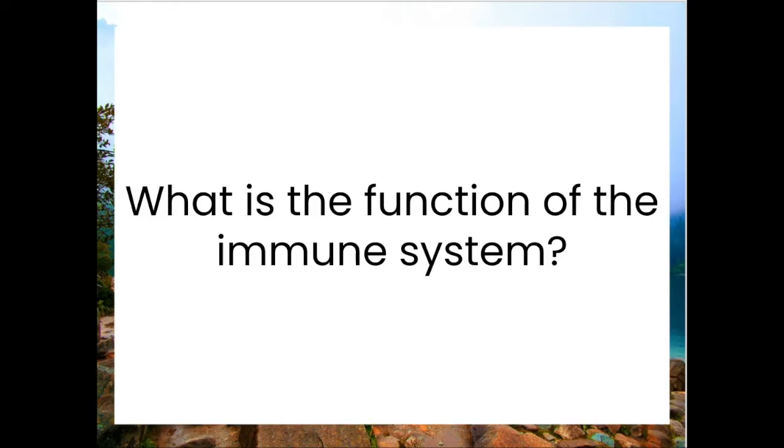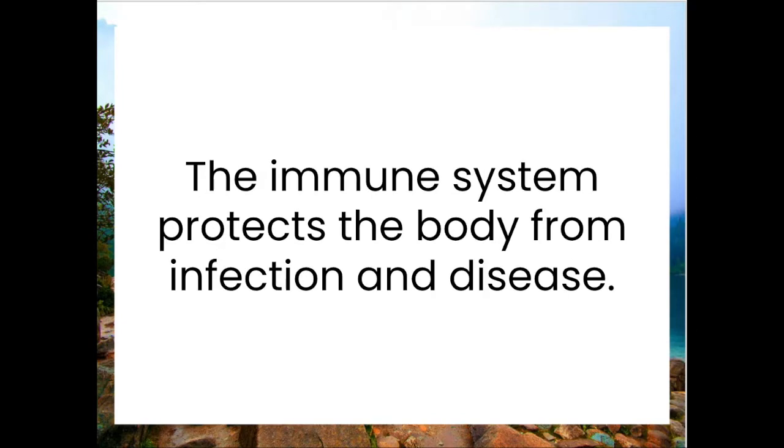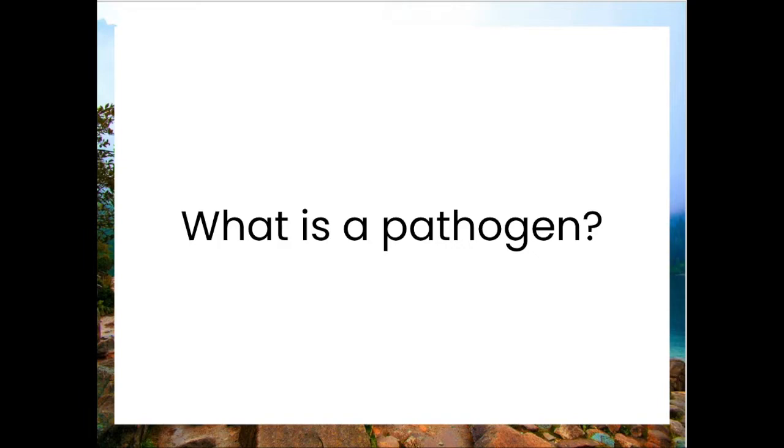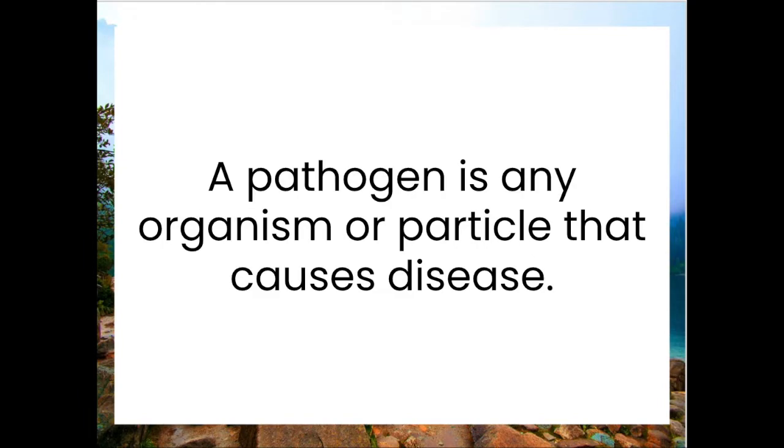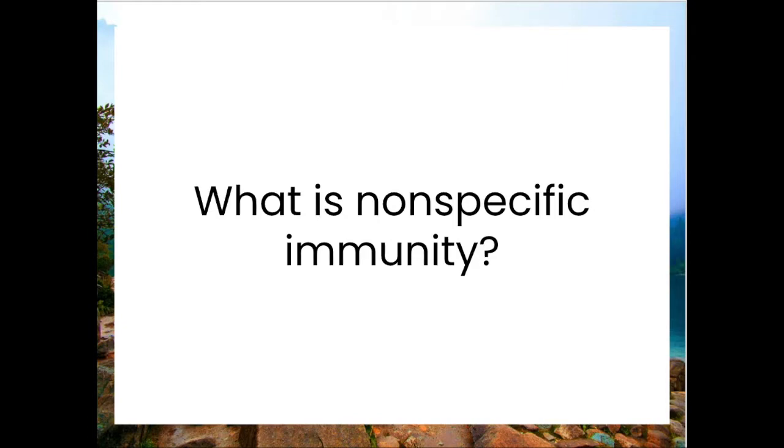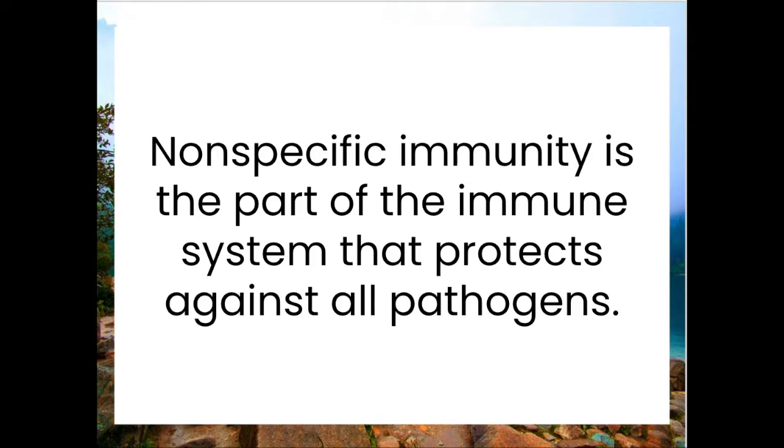What is the function of the immune system? The immune system protects the body from infection and disease. What is a pathogen? A pathogen is any organism or particle that causes disease. What is nonspecific immunity? Nonspecific immunity is the part of the immune system that protects against all pathogens.